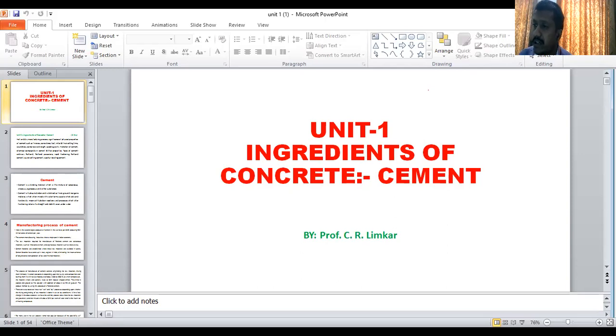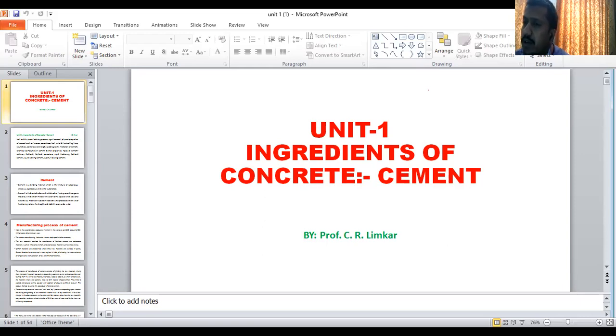Suppose the load is 100 kilonewton and the area of the cube is 4900, that is 70 mm by 70 mm. Suppose I have taken centimeter to mm. So 70 multiplied by 70 is 4900. Okay, and load you can take in kilonewton or in Newton also.